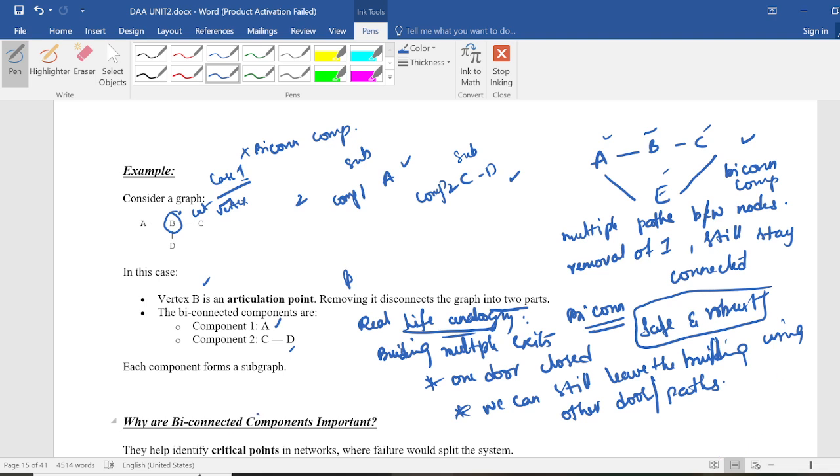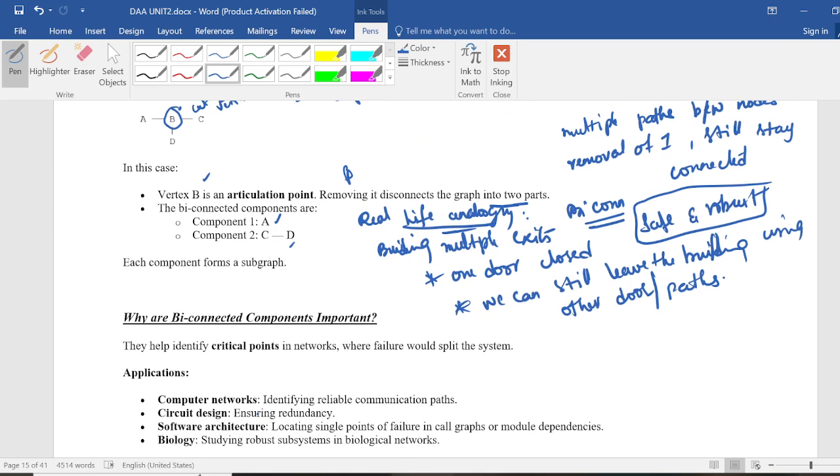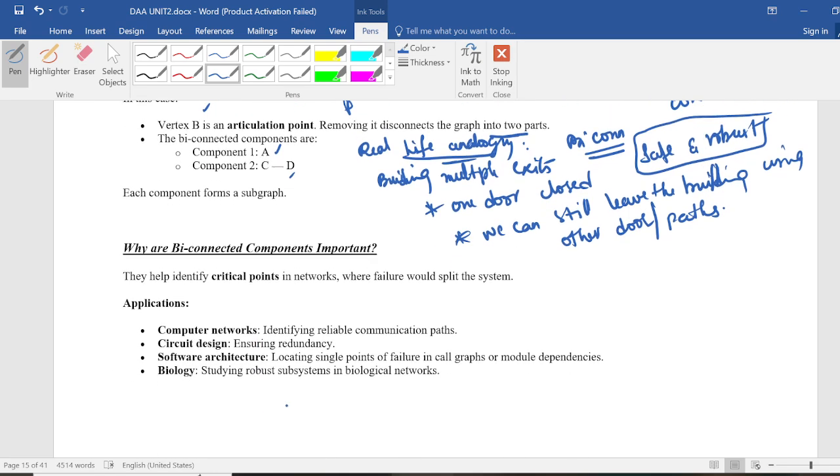So, why are biconnected components so important? They help identify critical points in the network, whether there is any dependency or not, and whether the failure of a single node will split the system or not.